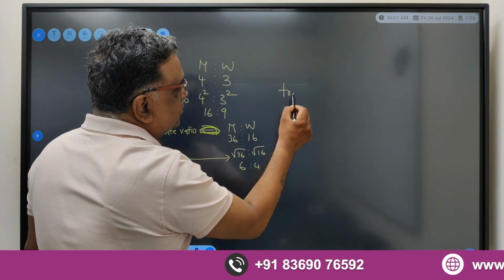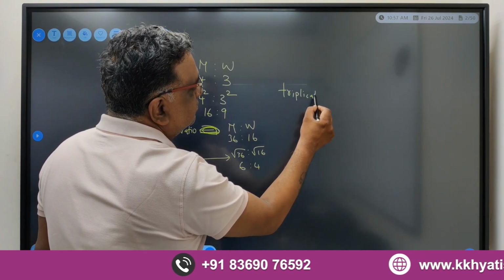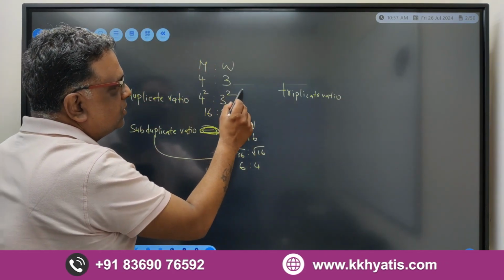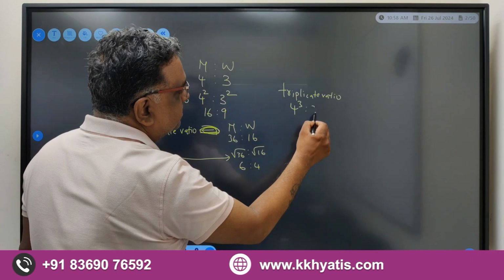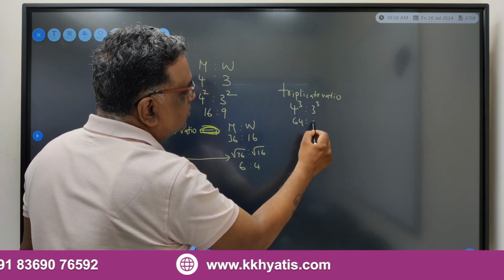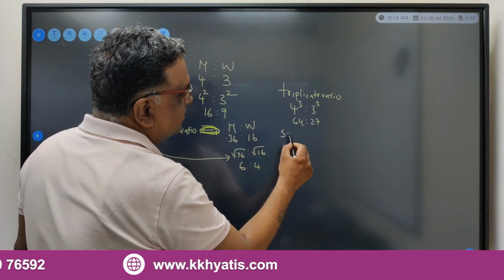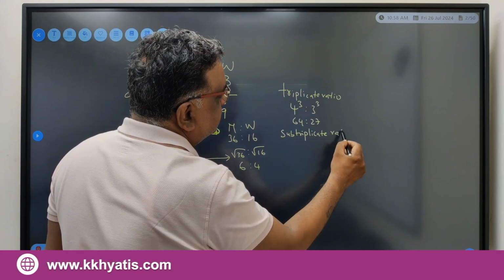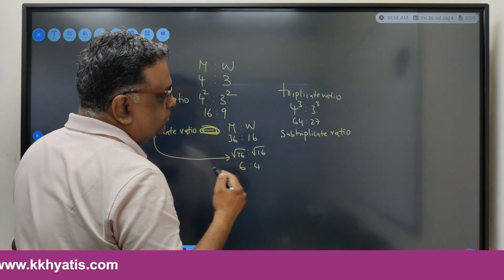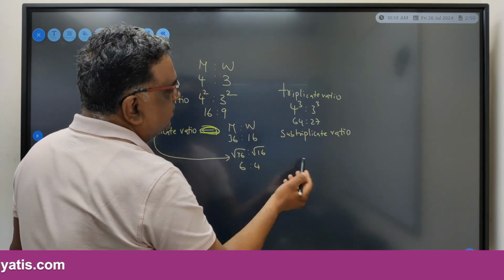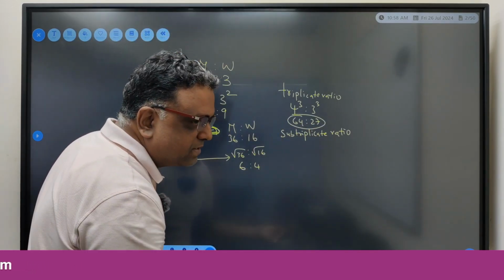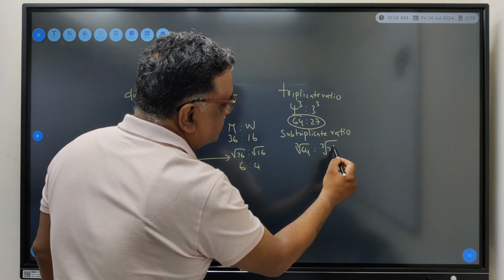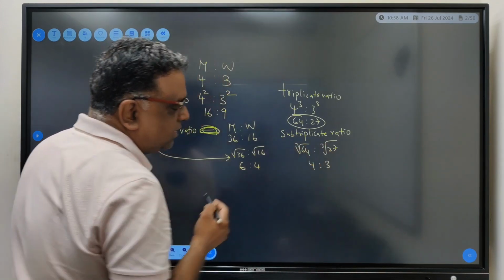What do you mean by triplicate ratio? If milk and water are in the ratio 4:3, triplicate would be the cube. So it will be 64:27. What do you mean by subtriplicate ratio? Suppose they are in ratio 64:27, the subtriplicate ratio will be cube root of 64 and cube root of 27. So it will be 4:3. Clear?